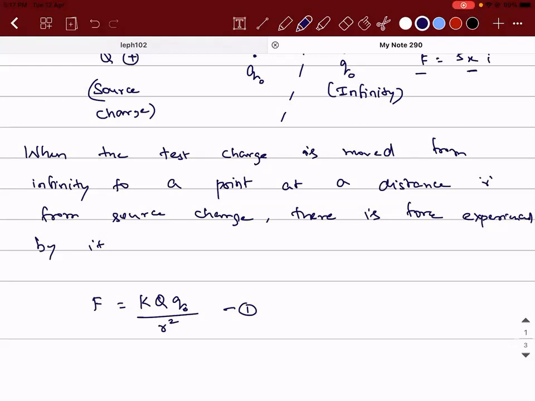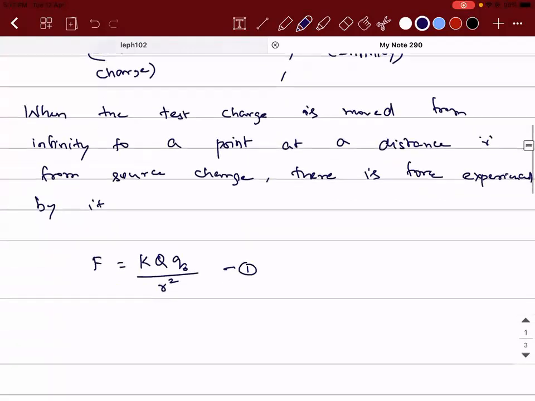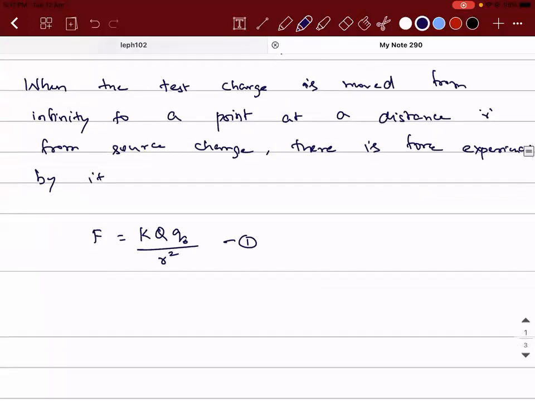Very good. So I repeat, listen. The amount of work done by an external force to bring a test charge from infinity to a point within the electrostatic field of the source charge. Are you able to visualize what I'm trying to say? Yes. Now, what are we trying to do? We are trying to derive a mathematical expression for it.